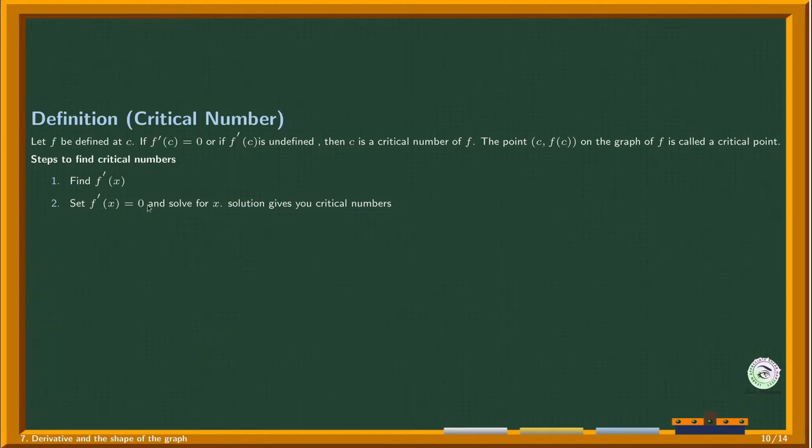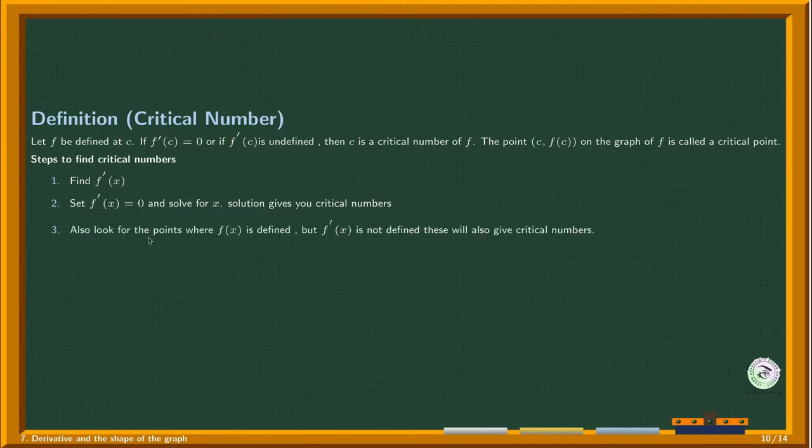To find the points where the derivative is 0, you set the derivative to 0 and solve for x. The solutions give the critical numbers. Those are the ones where the derivative is 0.